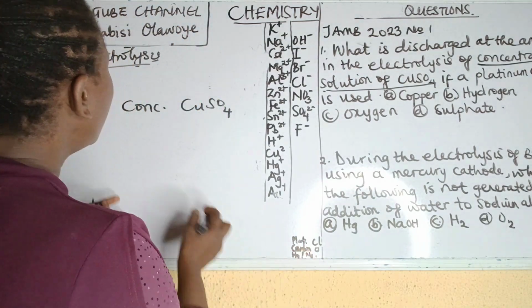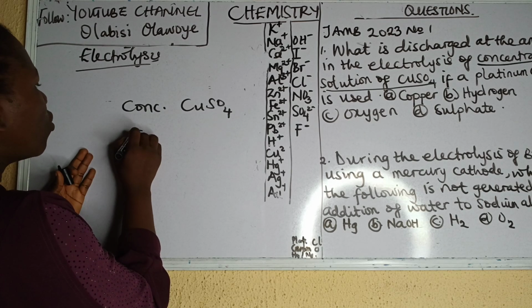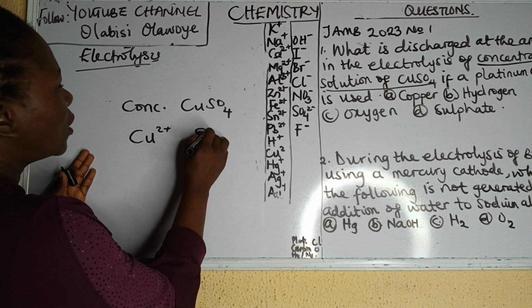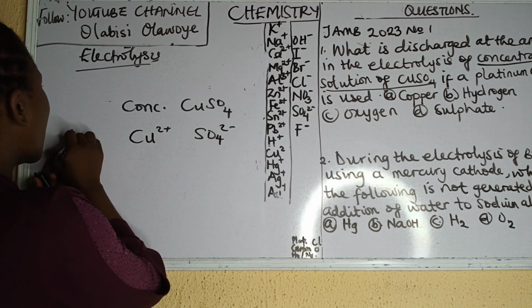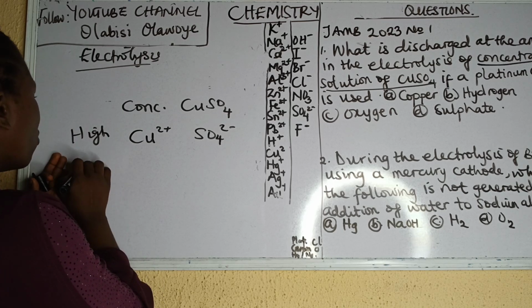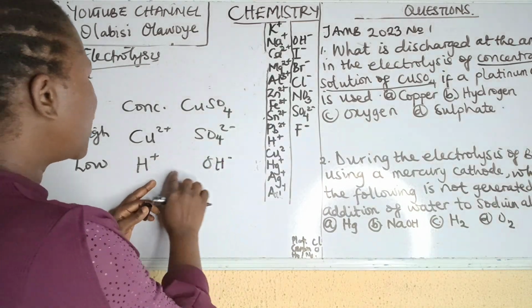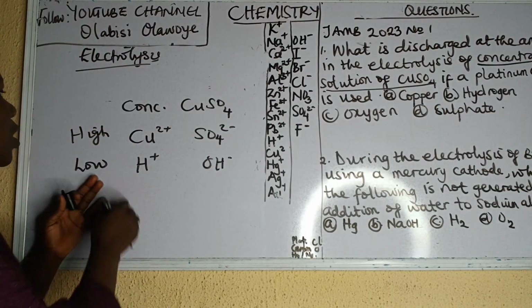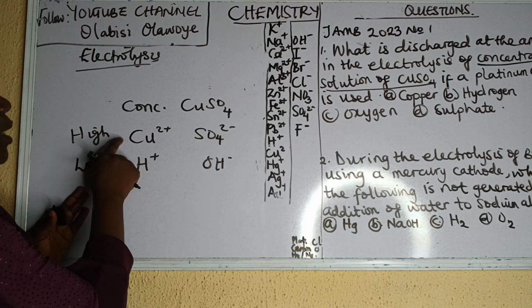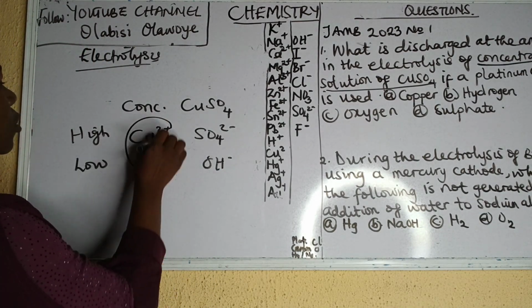work. So in the electrolysis of copper sulfate, we have just two ions, copper 2 ion and SO4 2 minus, but these two ions are high. While for water, since it is dilute, the concentration of hydrogen ion and hydroxide ion is very low. Now, let's pick the first two.